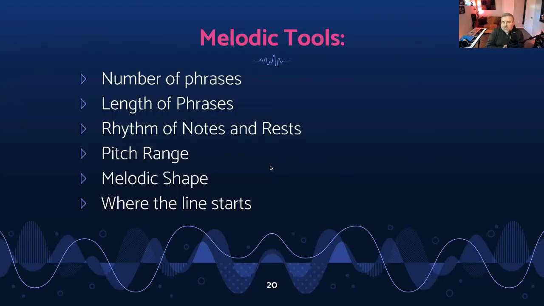So now let's move on to melodic tools in the context of "Blowing in the Wind." The melodic tools that you can use to analyze songs, and these are the tools that you have at your disposal as you're writing songs, are the number of phrases, the lengths of phrases, the rhythm of the notes and the rests, the pitch range, the melodic shape, and then where the line starts in relationship to the downbeat. Those are the tools that you'll hear us talk about over and over again as well.